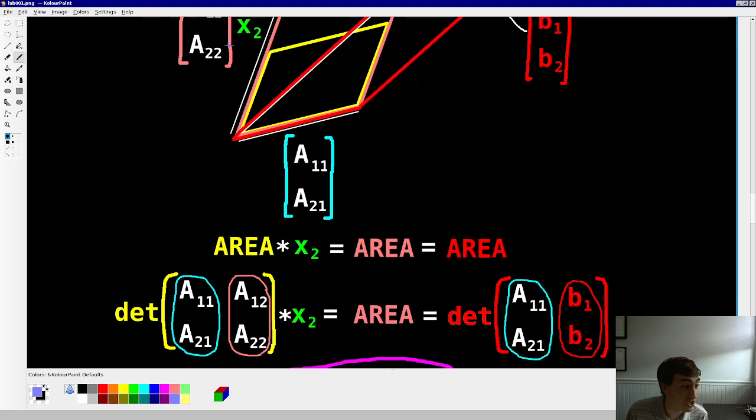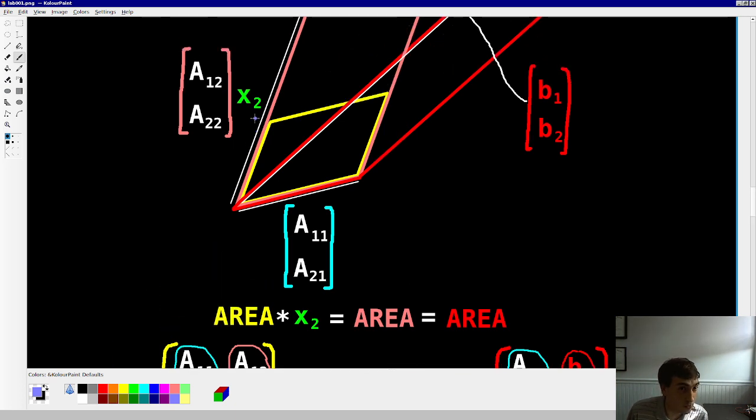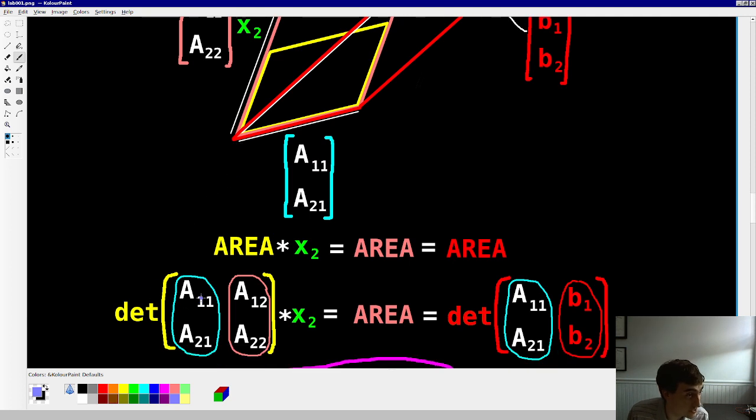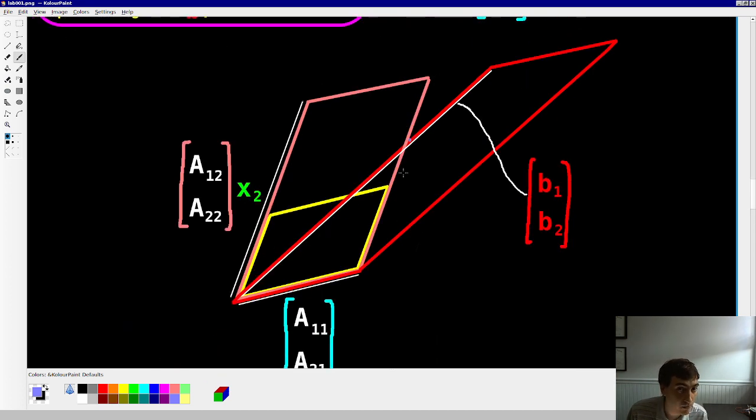And then I can compute the areas using the determinant. Remember, the determinant of the matrix with the column vectors of the sides of the parallelogram is the area of the parallelogram. And so here you can see the area of the yellow one is just the determinant of the original matrix, A11, A21, A12, A22. The determinant of that times x2 will be the area of the pink and the red.